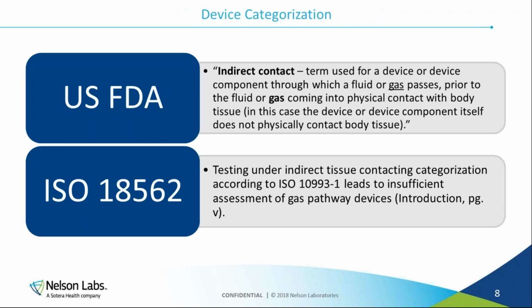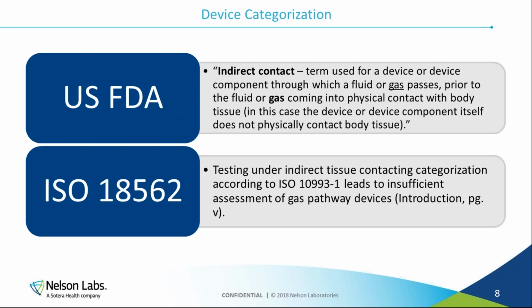As part of that conversation, we want to talk about device categorization. So the US FDA has defined indirect contact as those things like fluid gas pathway devices. So a device that will have air or fluid pass through it and will come into contact with the body. And then in 18562, it states that under indirect tissue contact categorization, according to ISO 10993, there's an insufficient assessment of gas pathway devices. So there's a gap in mitigating the appropriate risks.